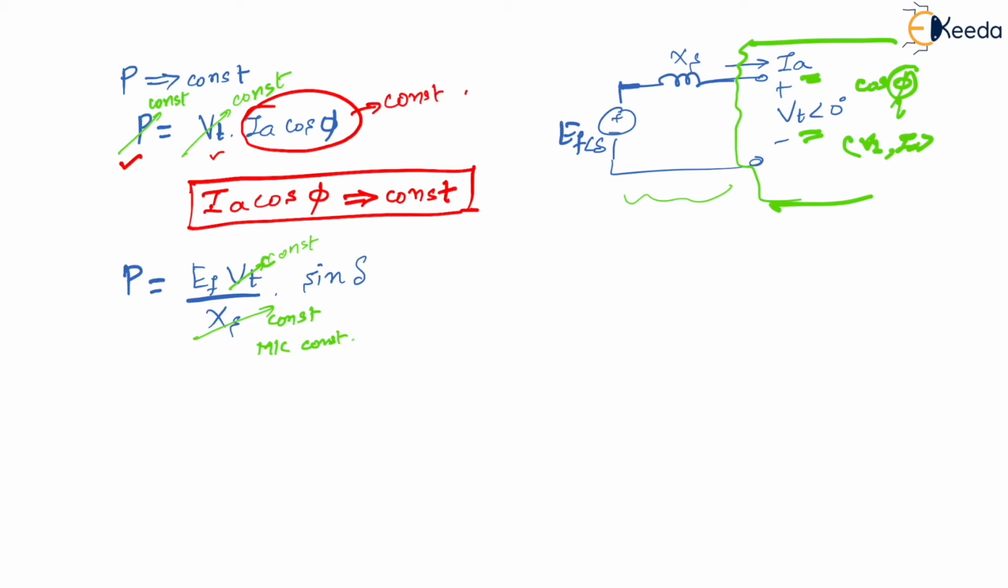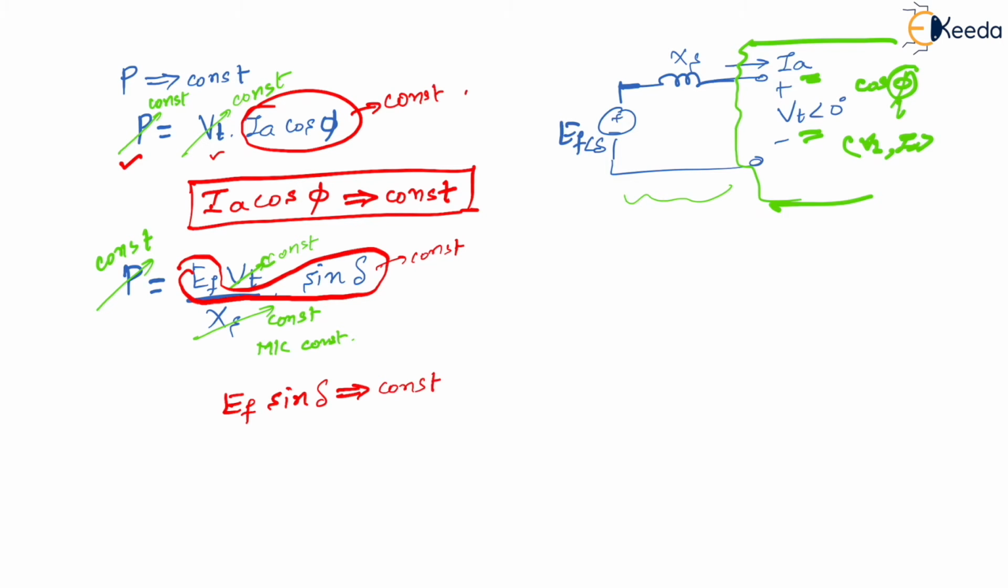Now, next is what? Your output power is constant or not? Yes, sir. Output power is constant. What does this mean? This means that my EF sine delta has to be constant. So this thing also has to be constant, which means, can I write down now that my EF sine delta is also constant? This is very important point. Please make a note of this. So this is the second star point and this is the first star point. Correct? Yes, sir. No problem.